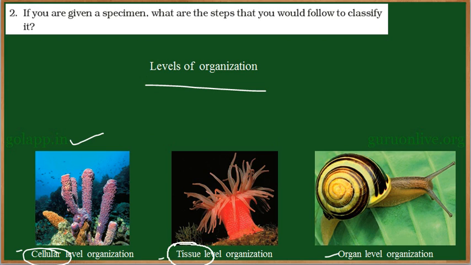In the tissue level of organization, the cells group to form a tissue and they work only at the tissue level. Here we do not see an organ or organ system. This kind of organism is found in cnidarians. In the organ level of organization, cells first group to form tissue, and tissues group to form organs. Organisms like Platyhelminthes, Aschelminthes, Arthropods and Chordates all come under the organ level of organization. So this is the first basic level for classification.